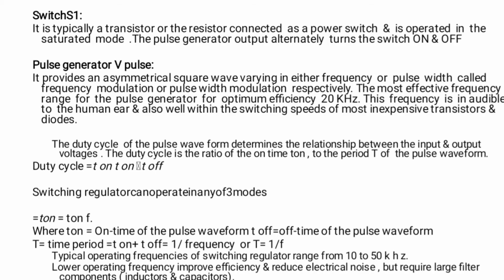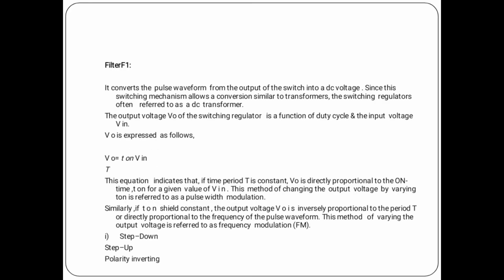Switch: it is typically a transistor connected to the power switch and it is operated in the saturated mode. The pulse generator output alternately turns the switch on and off. The pulse generator, V pulse, provides a symmetrical square wave varying in either frequency or pulse width, called frequency modulation or pulse width modulation. The duty cycle of the pulse waveform determines the relationship between the input and the output voltages.